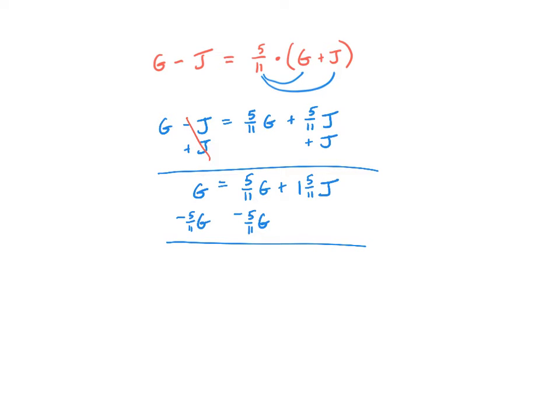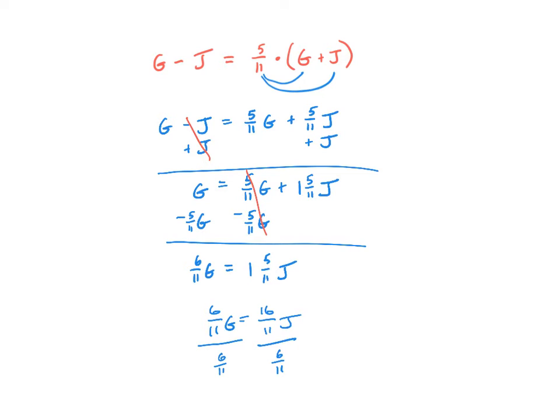And on the left-hand side, that gives me 6/11ths G. On the right-hand side, the G's have all canceled out. So all I have left is 1 and 5/11ths J. I'm going to convert that to an improper fraction. So as an improper fraction, that would be 16/11ths J is equal to 6/11ths G. And the last thing I'm going to do is divide both sides by 6/11ths.